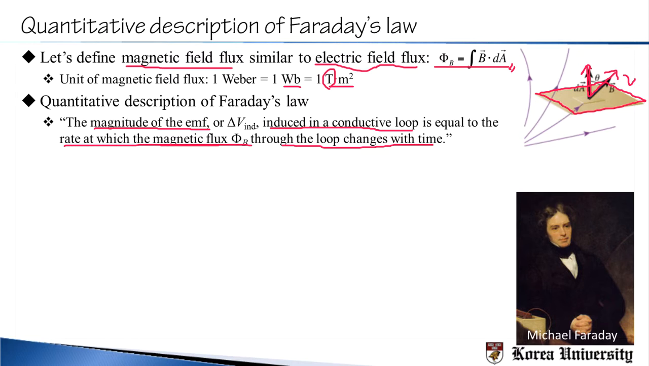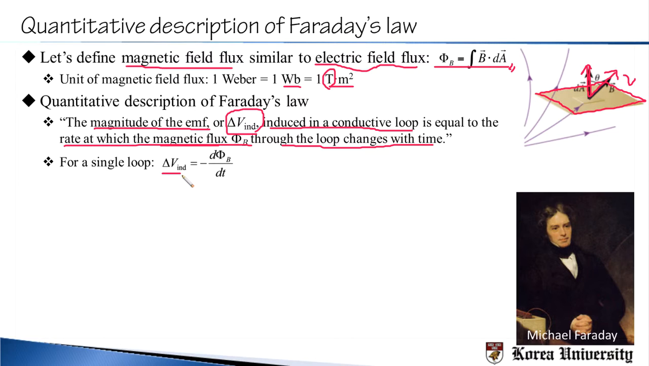And for the magnitude of the EMF, we will use the symbol delta V like this, because actually EMF is a potential, right? So this potential appears across a certain area. So therefore, we use the symbol delta V ind. Okay, so let's try to write it down using a mathematical equation. So I will do it this way.